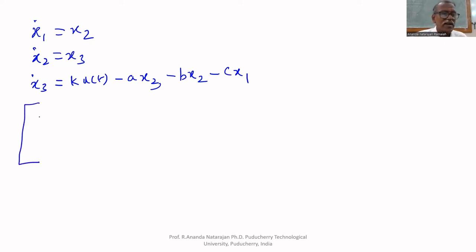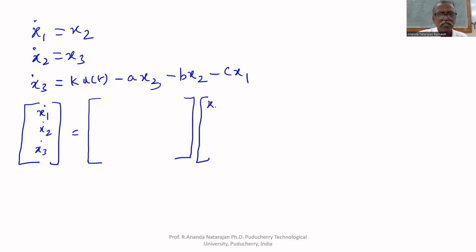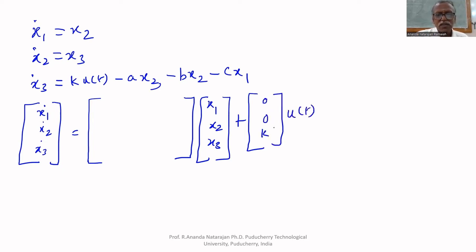So if you put this in matrix form, x1 dot, x2 dot, x3 dot equal to, I am putting all these constants, the coefficients, with the state variables x1, x2, x3 taken outside, plus the input. Input also I am writing separately. I will explain. U of t, k u of t.